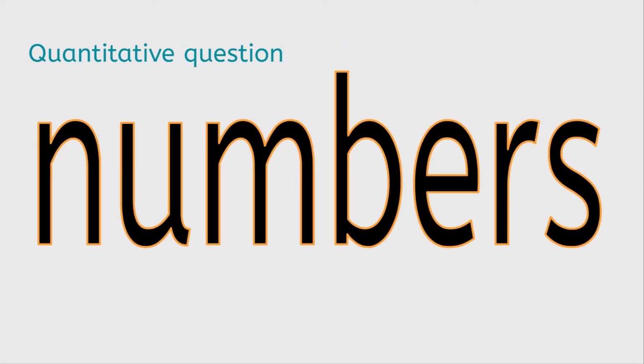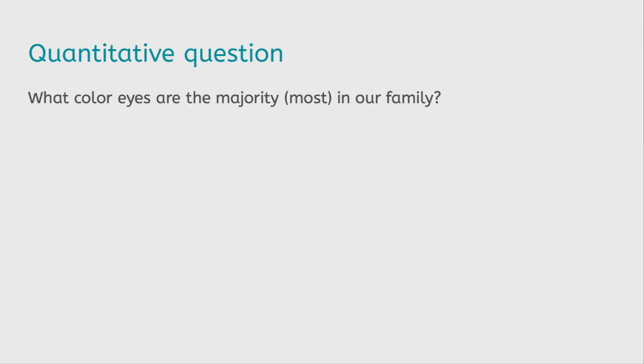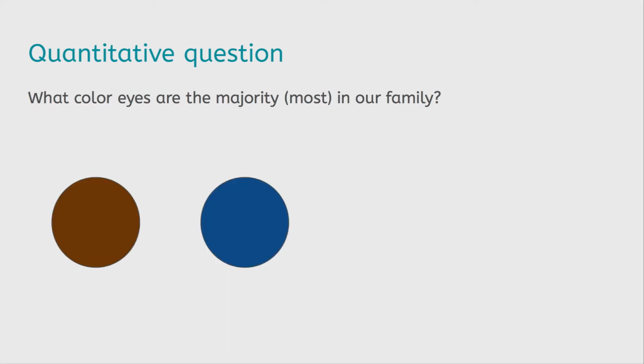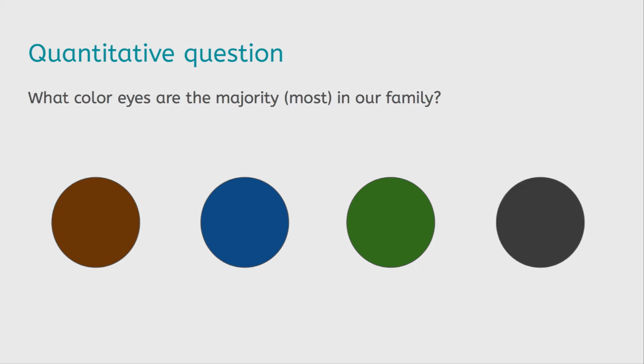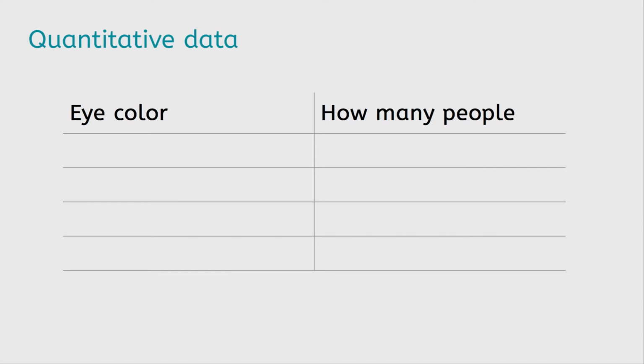First, we will ask a quantitative question, one that has to do with numbers, like, what color eyes are the majority in our family? Meaning, which eye color is the most popular in our family? Brown, blue, green, or black? Before we ask our question, let's build a table to keep track of our answers.